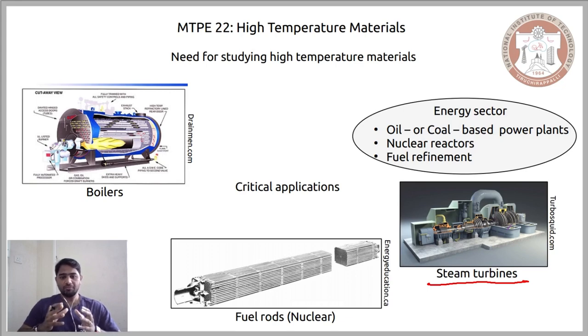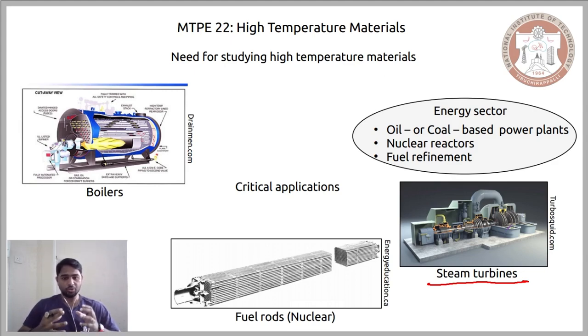Now, the reason why we need a sturdy, high temperature withstanding fuel rod is that only when you have such fuel rods will you be able to control the nuclear fission reaction, or else it will run out of control and this will turn into a small nuclear explosion.